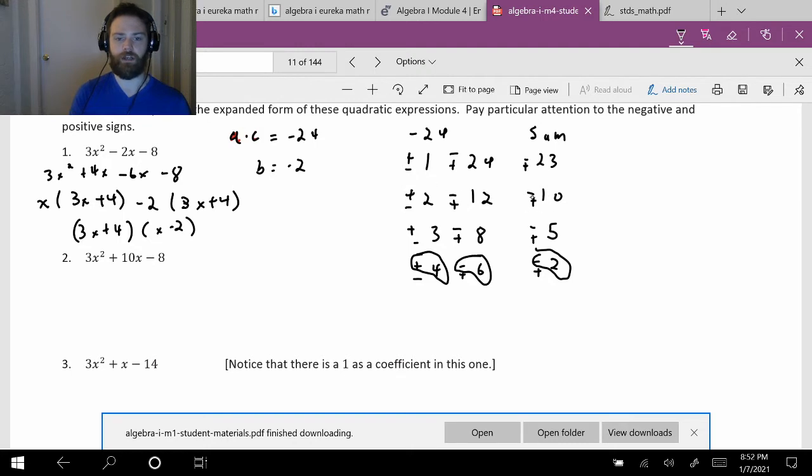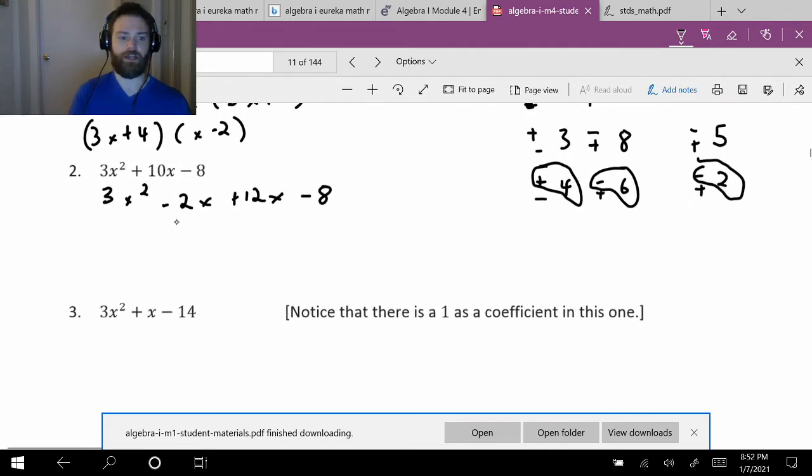So if I take a look here, the positive is on the bottom. So I need negative 2 and positive 12. So that's going to work out. So I'm going to go ahead and split up that variable term with negative 2x plus 12x minus 8.